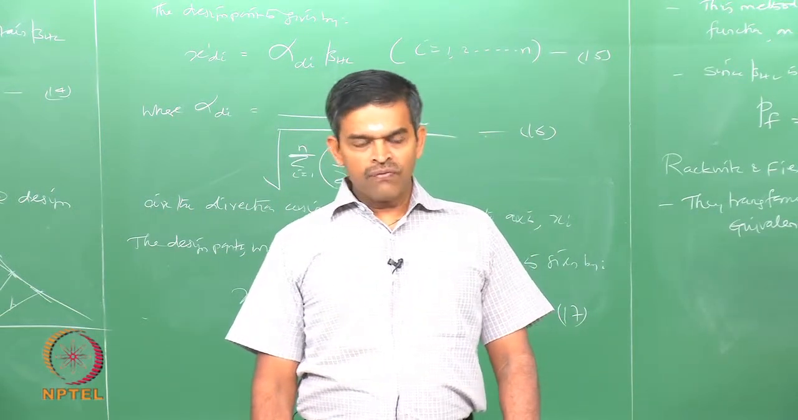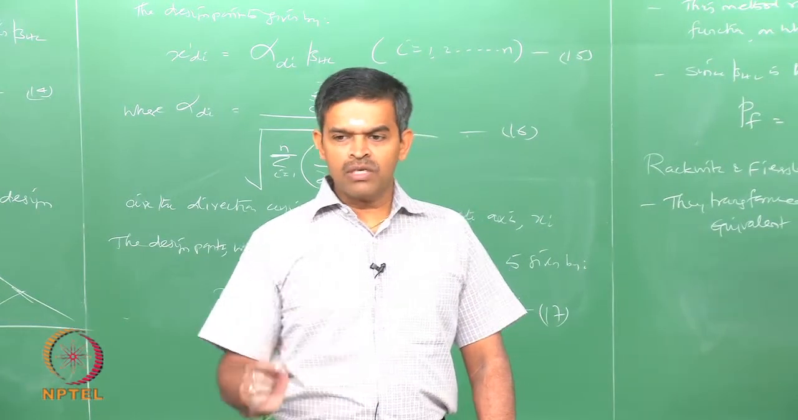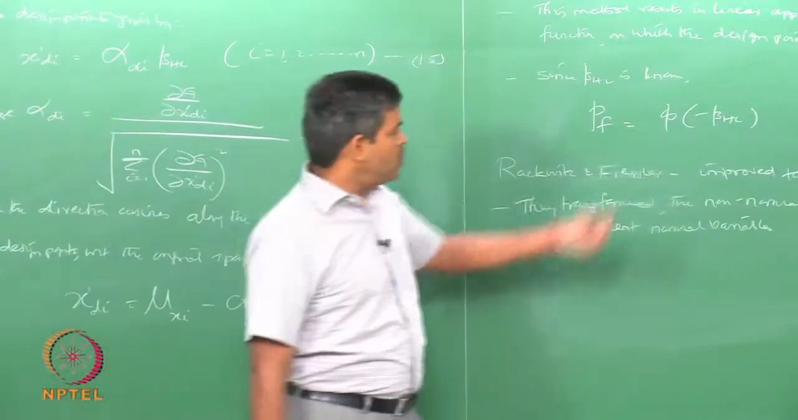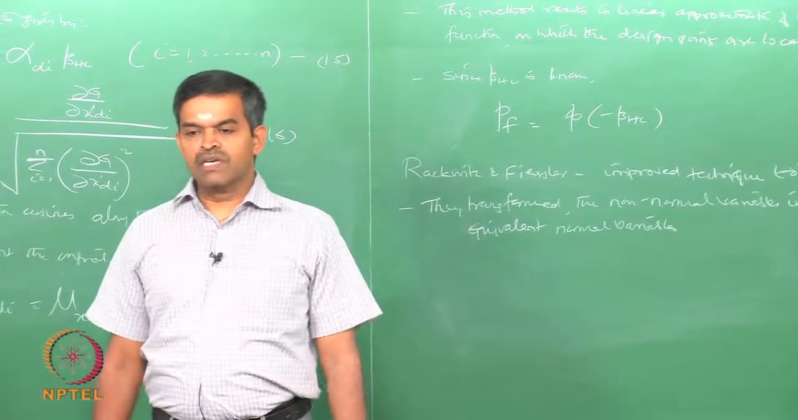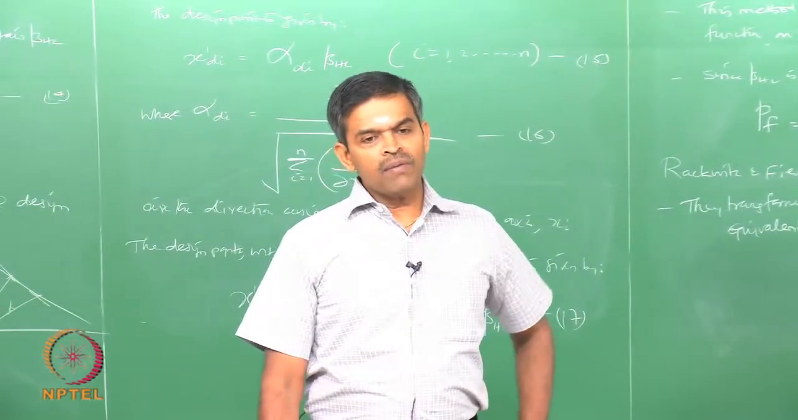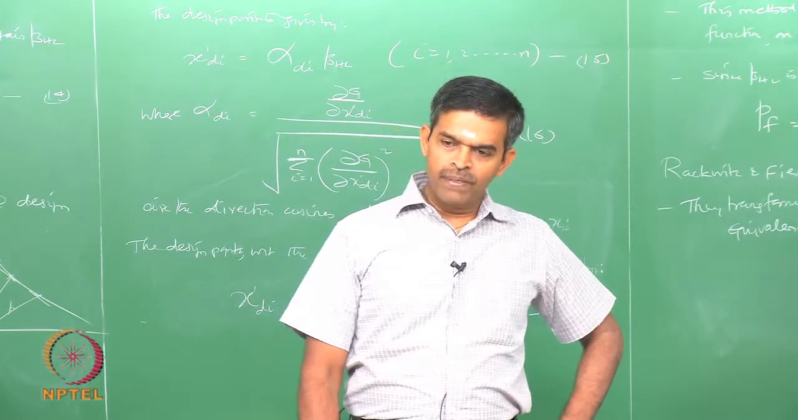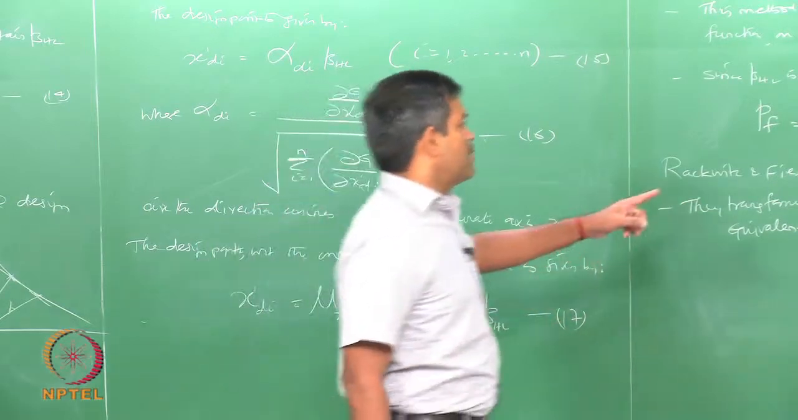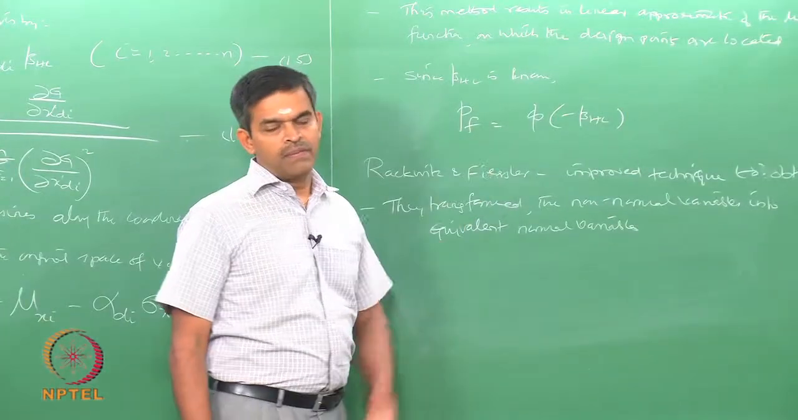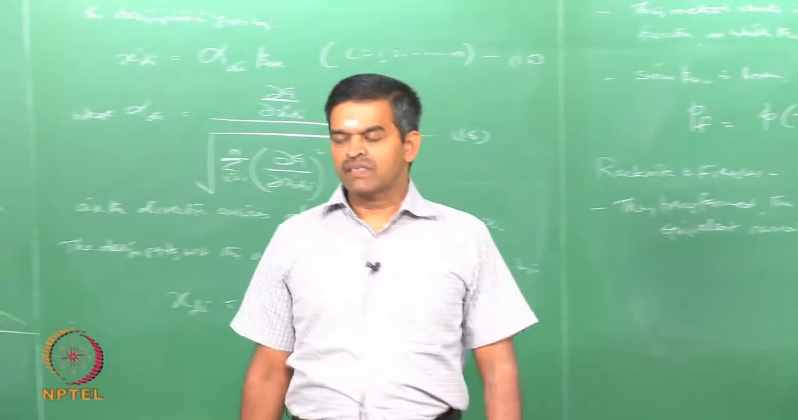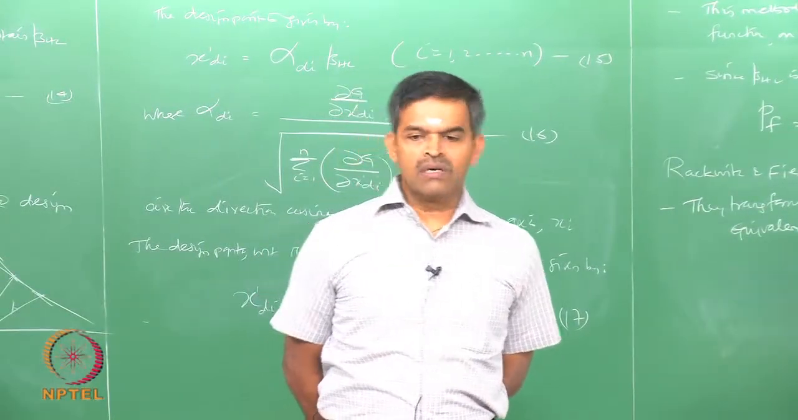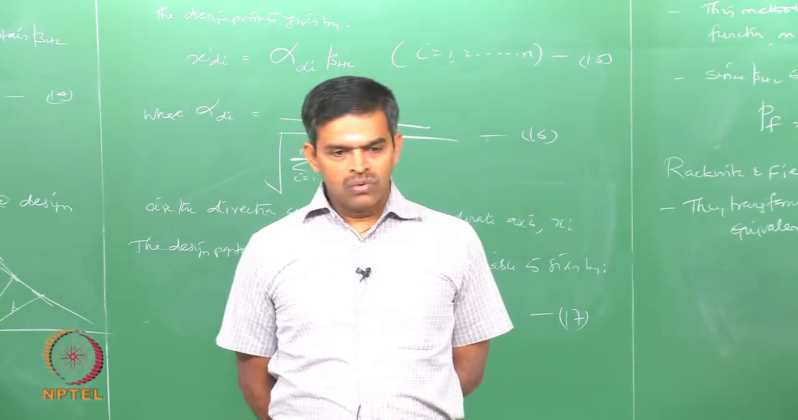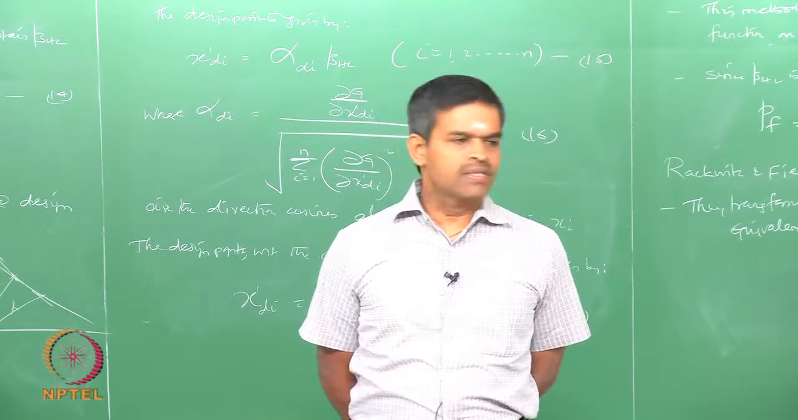However, if the variables are normally distributed, then one can easily find the probability of failure if you know the reliability index given by Hasofer-Lind. If they are not normally distributed, then it becomes more complicated, because the probability of failure is not given by a simple equation like this. In that case, Rackwitz and Fiessler suggested a method by which we can convert the non-normal variables to equivalent normal variables, which we will see in the next lecture.